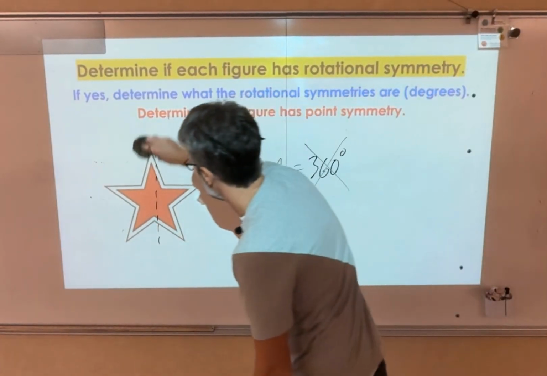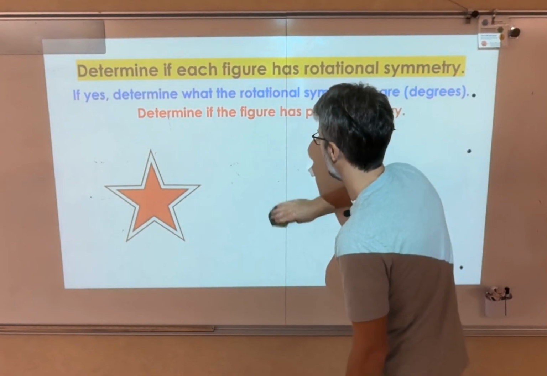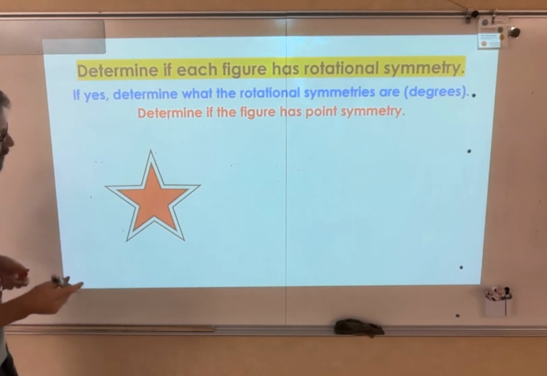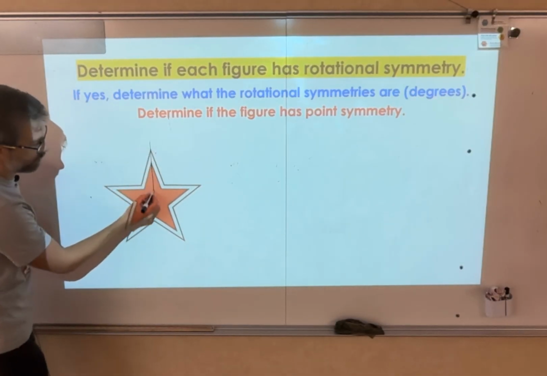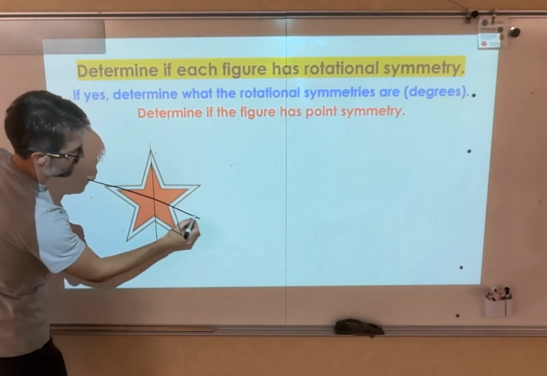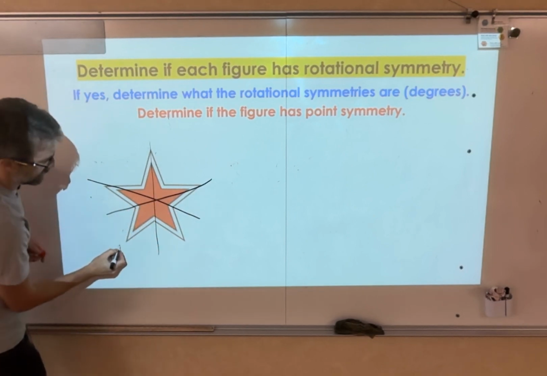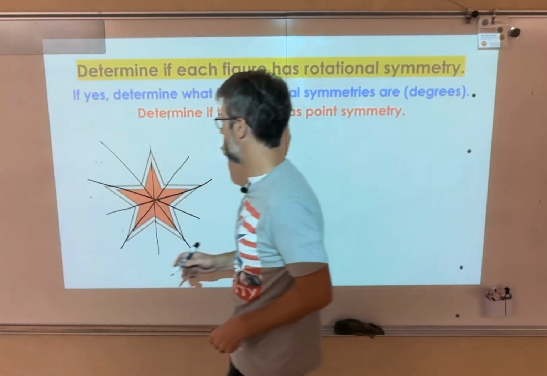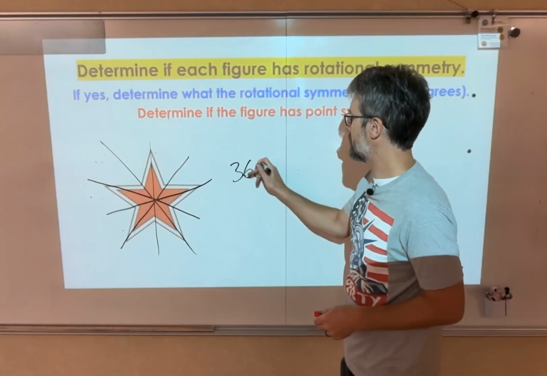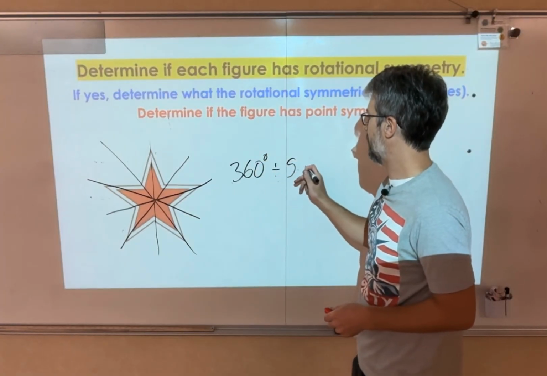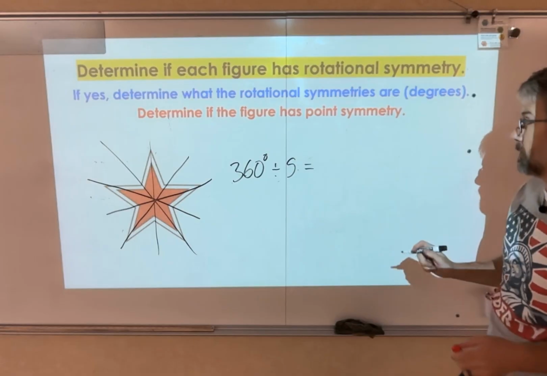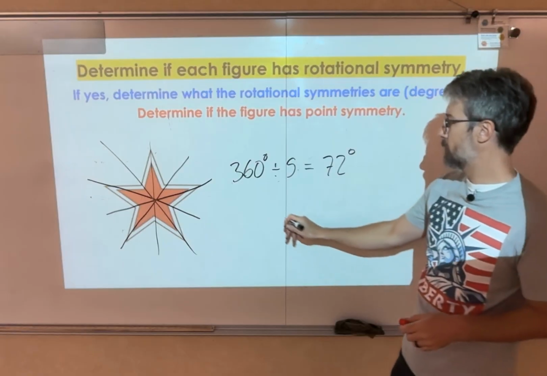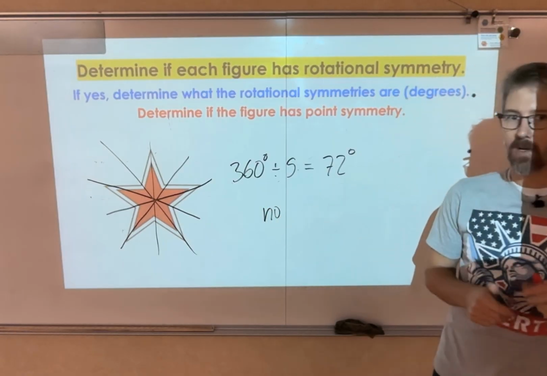All right, and our last one, a 5-pointed star. Let's count up the number of lines of symmetry and figure out what its symmetry is in degrees. So we've got 1. If I go through the points, 2, 3, 4, and 5. So there's 5 of these. So I can do 360 degrees divided by 5, and that is 72 degrees. So no point symmetry for that one, but it does have rotational symmetry.